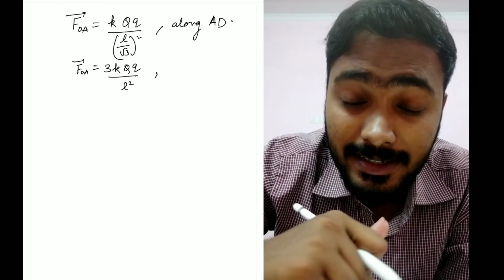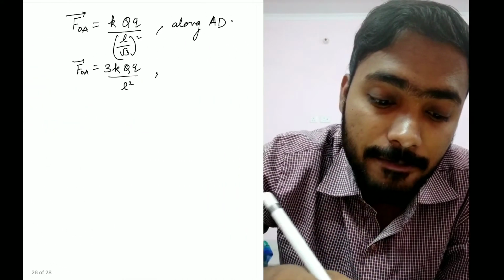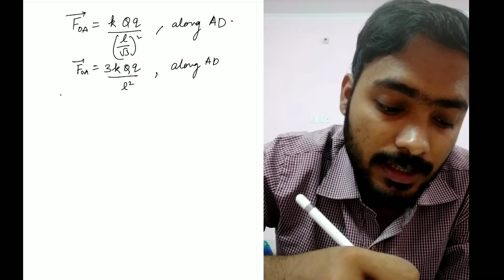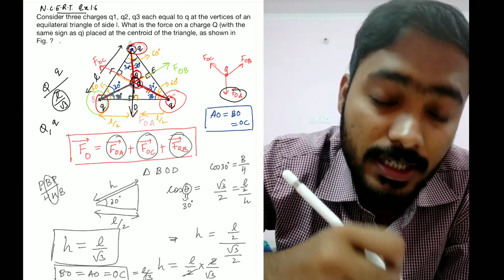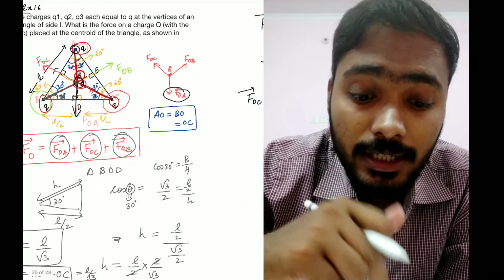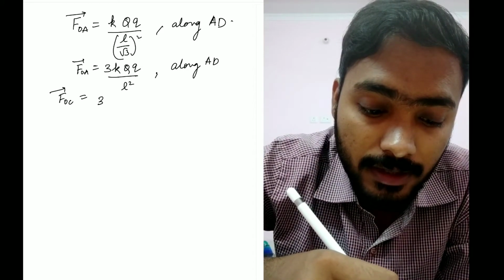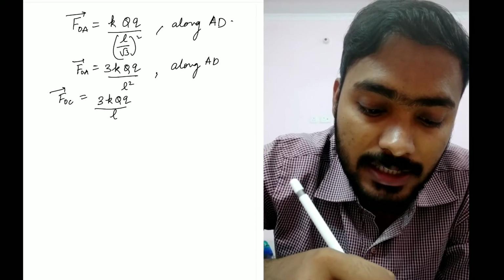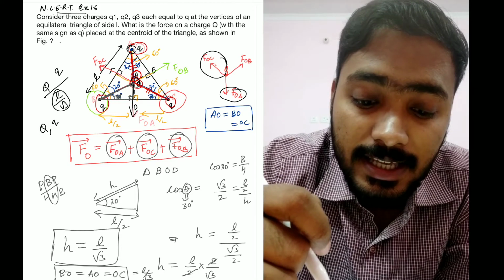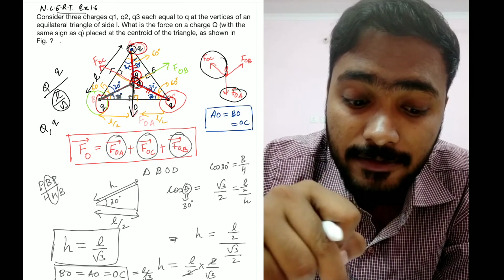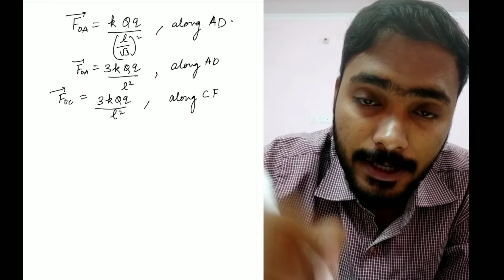If I talk about FOC, it is also the same thing. Magnitude wise, there is a capital Q charge, there is a small q charge, and the separation between them is L upon root 3, right? So all three have the same magnitude, the difference is the direction. So FOC will also have 3KQq upon L square, right? The only difference is FOC is along CF. I hope you can see CF in the diagram, along CF. I hope that is understandable.